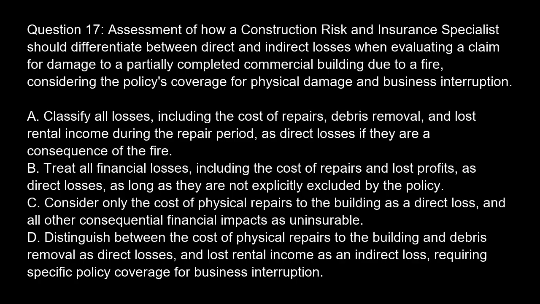Option B. Treat all financial losses, including the cost of repairs and lost profits, as direct losses, as long as they are not explicitly excluded by the policy. Option C. Consider only the cost of physical repairs to the building as a direct loss, and all other consequential financial impacts as uninsurable. Option D. Distinguish between the cost of physical repairs to the building and debris removal as direct losses, and lost rental income as an indirect loss, requiring specific policy coverage for business interruption.